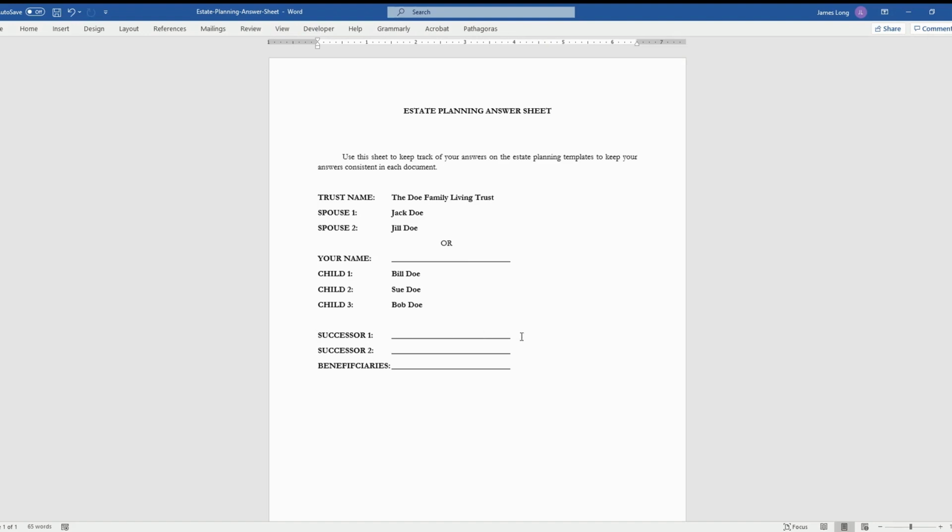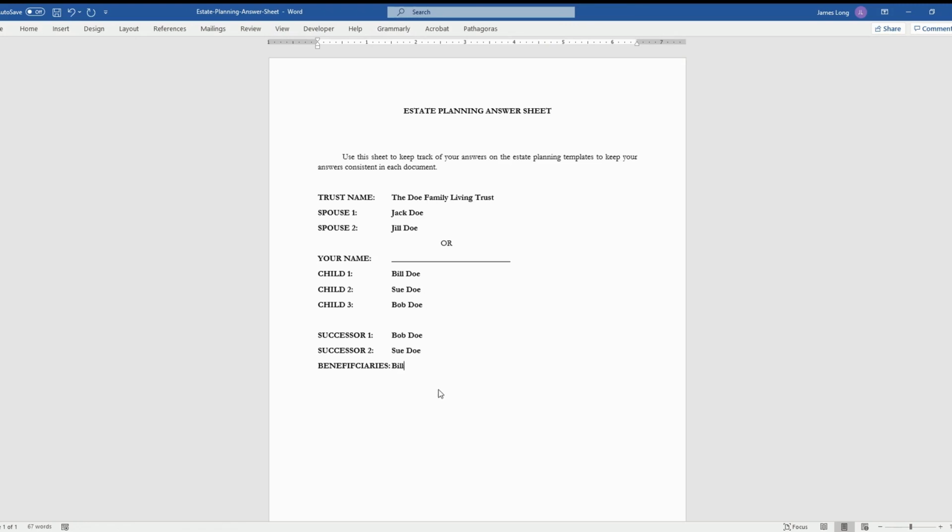Successor. This means who the successor trustee is going to be. All right, so whoever the successor trustee is, put that in there. And in our case, for reasons you're going to see, the successor one's going to be Bob Doe, because we already said Bill is a deadbeat and we don't want Bill to have any control of the finances. So we make him not participate as a trustee. Only Bob and Sue will do it. But the beneficiaries of their estate are still going to be their kids.